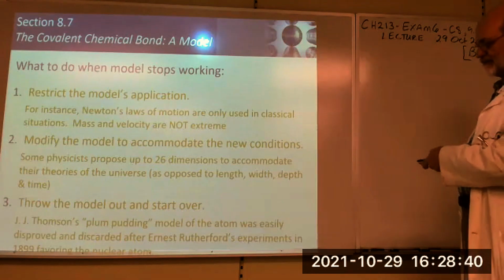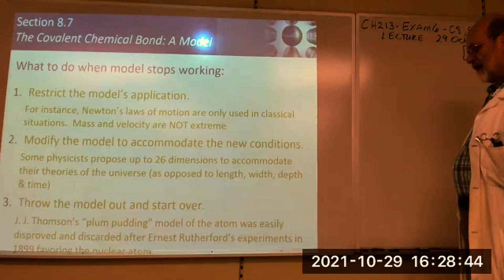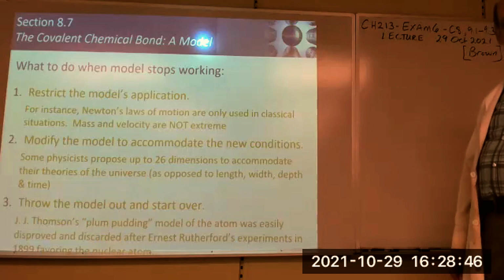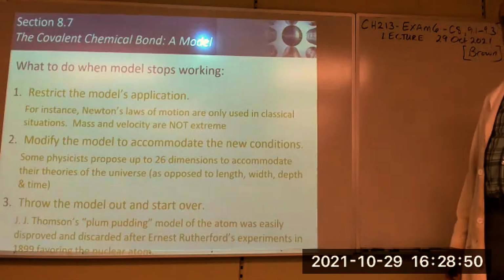Oh, here's an example. J.J. Thomson's plum pudding model of the atom. Once Rutherford proved him wrong, they just had to throw that model out. There's no modifying that one. It was just pure wrong.